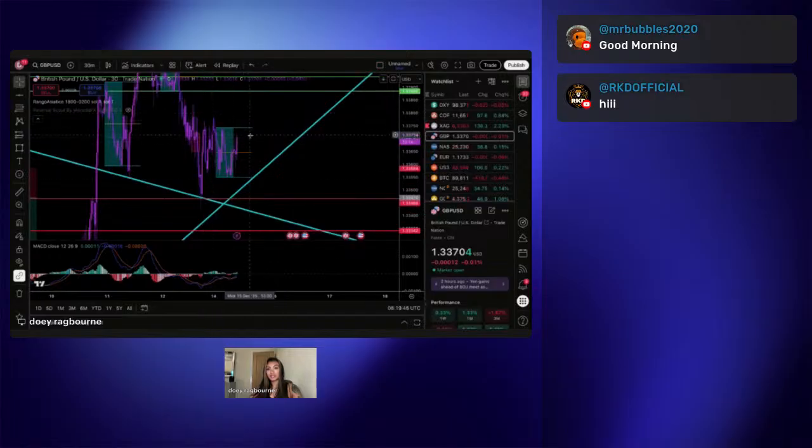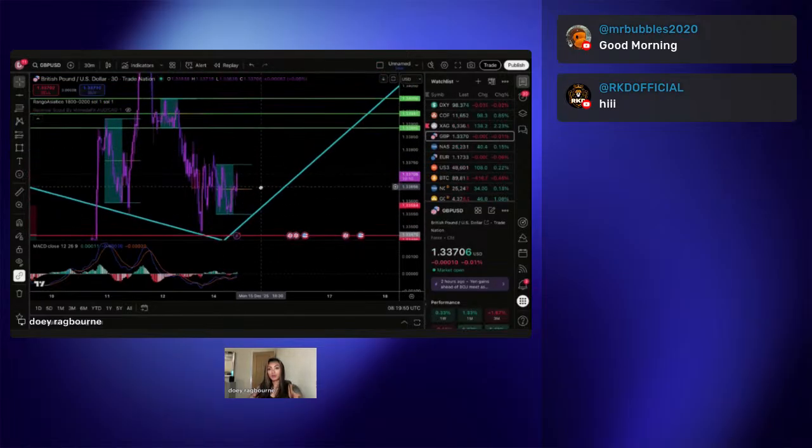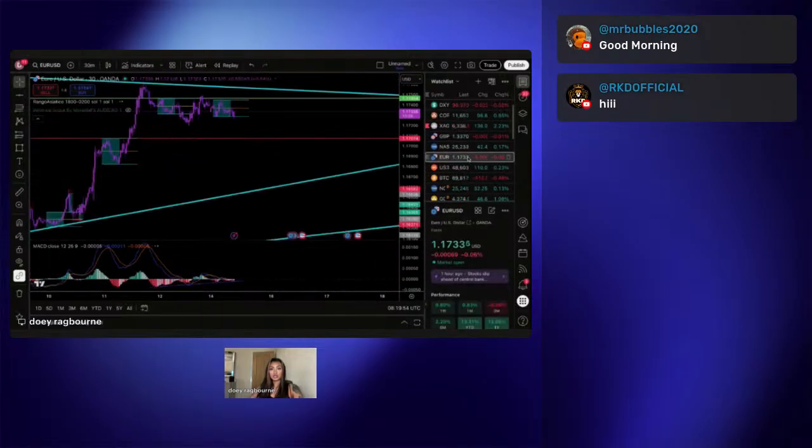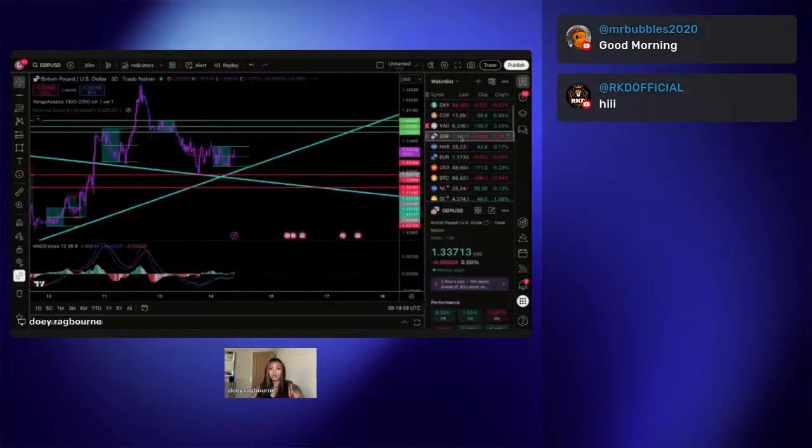So it'll be interesting to see how we react to Asia highs here. But yeah, I would say I'm more bullish on GU. But yeah, nothing as of yet for me, guys. So we just gotta wait and be patient.